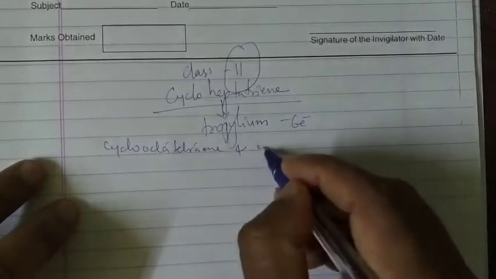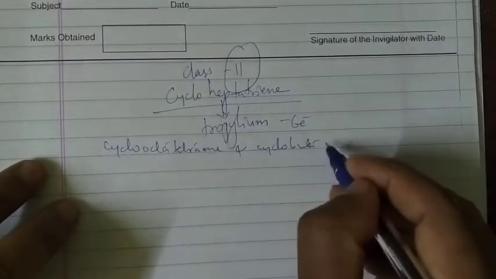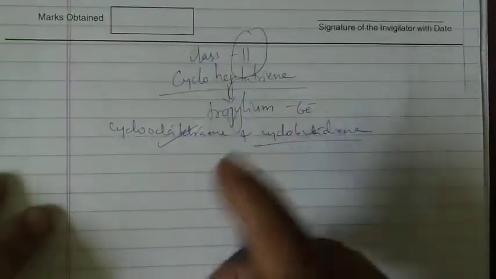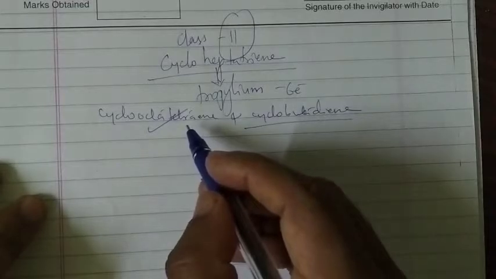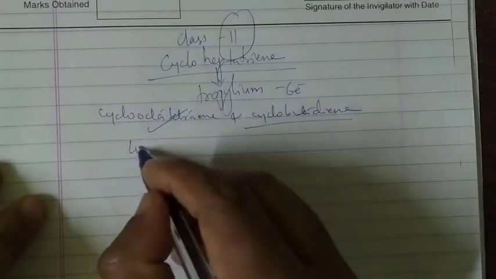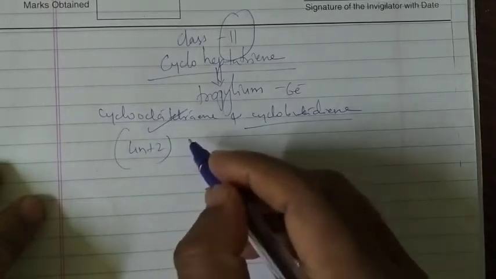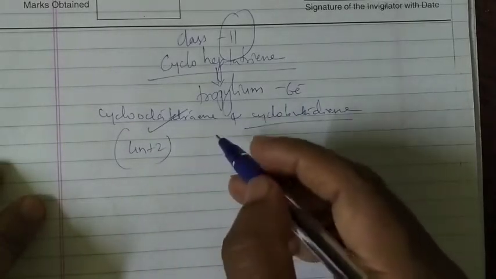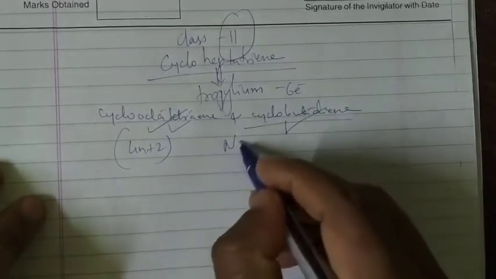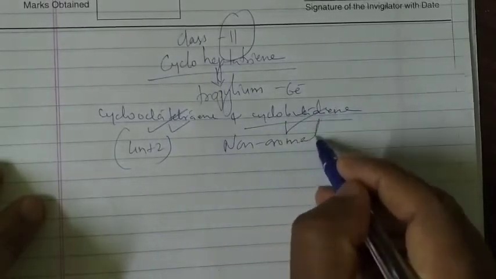cyclooctatetraene and cyclobutadiene. This we have already learned here. Okay, no problem. So this we will learn, and this small part we will touch today. So what about this cyclooctatetraene? According to Hückel's rule, that is the 4n plus 2 rule, for pi electrons, both cyclobutadiene and cyclooctatetraene are non-aromatic in nature. This thing you have to keep in mind.